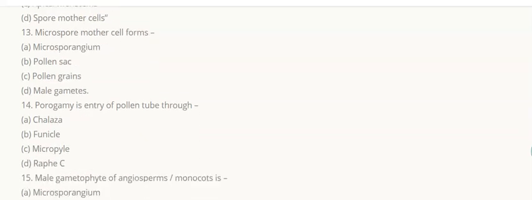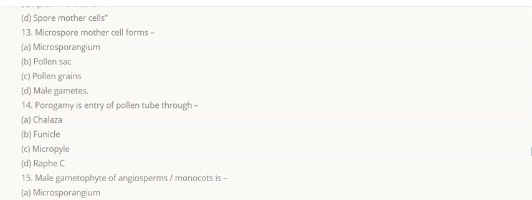Microspore mother cell forms a microsporangium, pollen sac, pollen grains, and male gametes. Simple question from your book. Microsporangium forms male gametes. Because in the microsporangium we find, after meiosis, haploid structures are formed which lead to the formation of two male gametes.